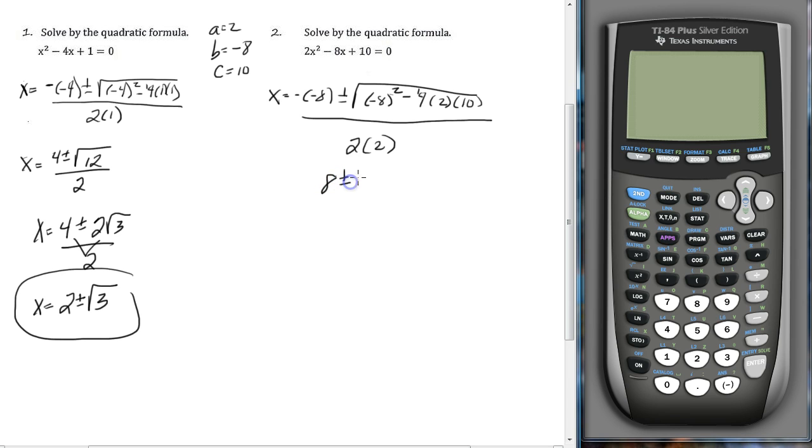8 plus minus radical negative 16. As soon as I see the negative 16, remember, that's the discriminant, I know it will be imaginaries. So I get 8 plus minus square root of negative 16 is 4i. Put the i at the back, divided by 4. So final will be 2 plus minus i.